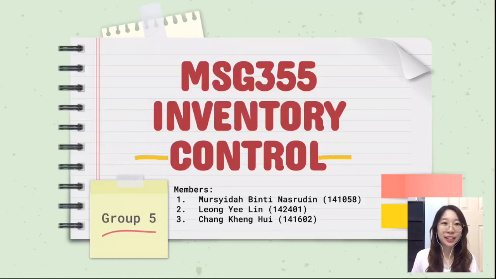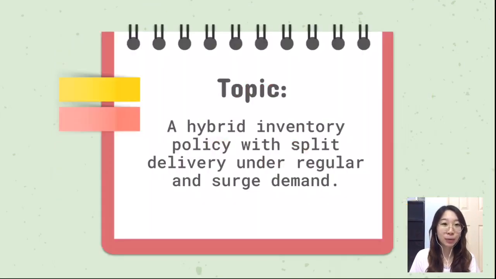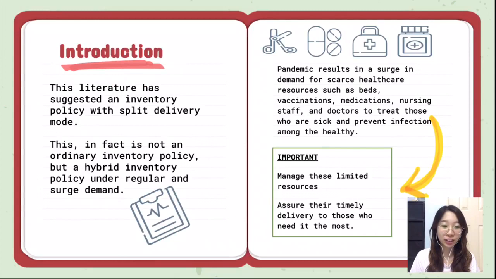My name is Eileen and together with my group mates Mushida and King Hui, we have carried out a case study on the topic of a hybrid inventory policy with split delivery under regular and surge demand. This literature has suggested an inventory policy with split delivery. In fact, it is not an ordinary inventory policy, but a hybrid inventory policy under regular and surge demand.